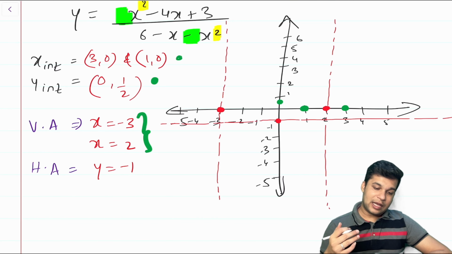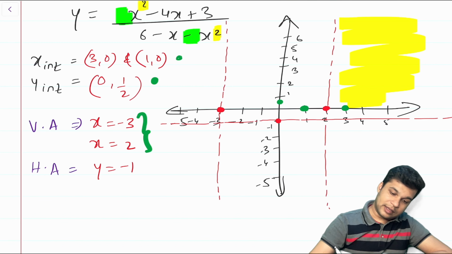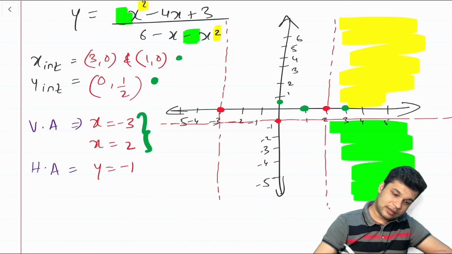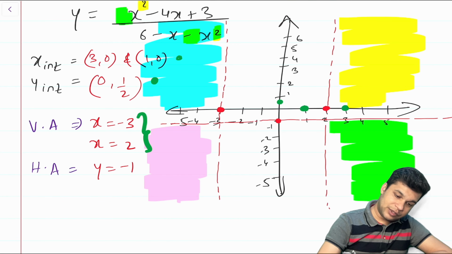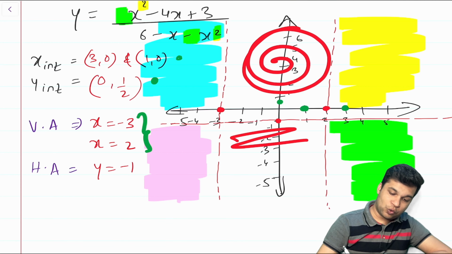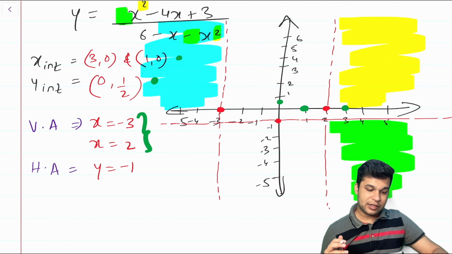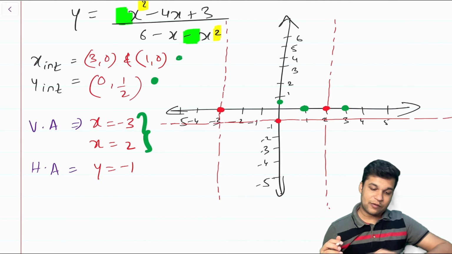Now, if you see, there are many regions. This is one of the regions. This is the second one. This is the third one. This is the fourth one. And this whole thing is the fifth, and this whole thing is the sixth. So there are 6 regions. We'll see what happens in all these regions. Let's start from region 1.